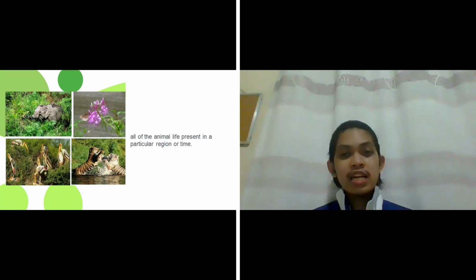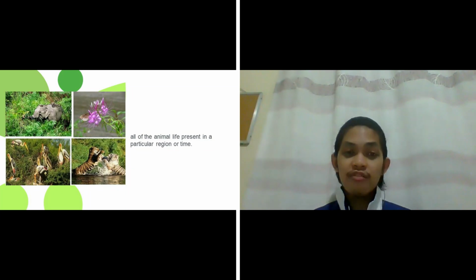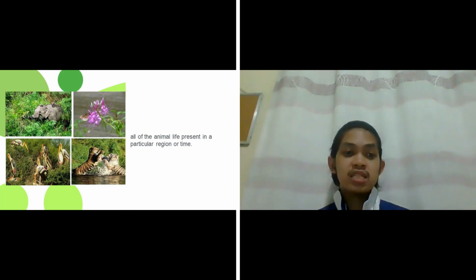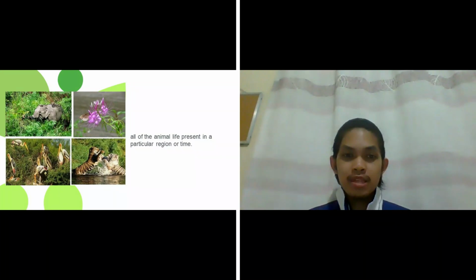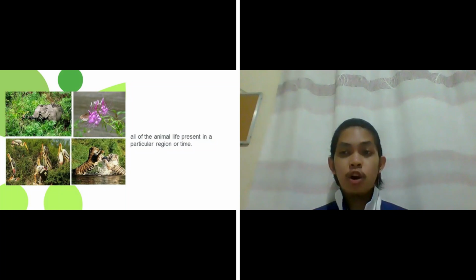So what is fauna? Fauna is all of the animal life present in a particular region or time. It can be elephants, butterflies, the flamingos, or tigers. So it is all of the animal species in the environment. And all of these species make up a biodiversity. So this biodiversity also has what we call the carbon cycle.